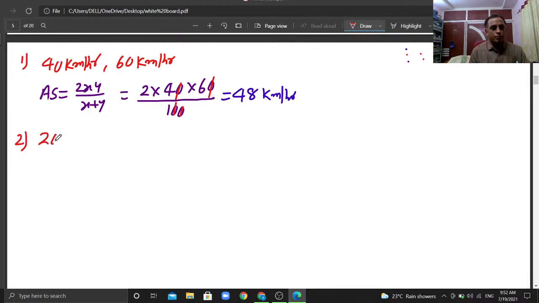A person traveled 3 equal distances at 20 kilometer per hour, 30 kilometer per hour, and 60 kilometer per hour respectively. Then find his average speed.